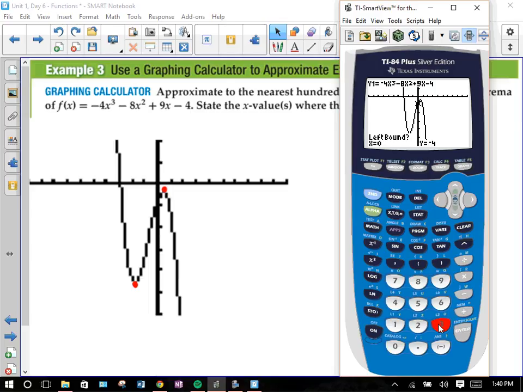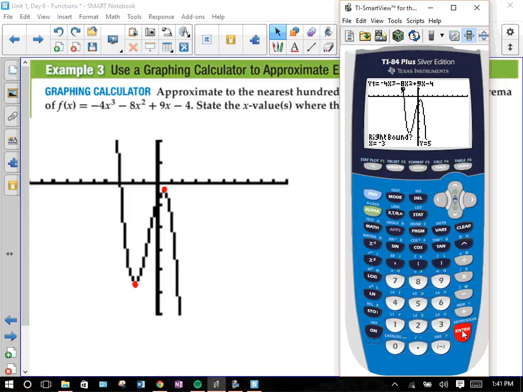It's going to say left bound. There's a couple ways to do this. One, you can do something that takes too much time. Or two, you can look at where you think this minimum is. This minimum looks like it's somewhere about -1 or -2. So I need to choose a number to the left of -2. Say -3 or -4, whatever. You can just type in -3 and hit enter.